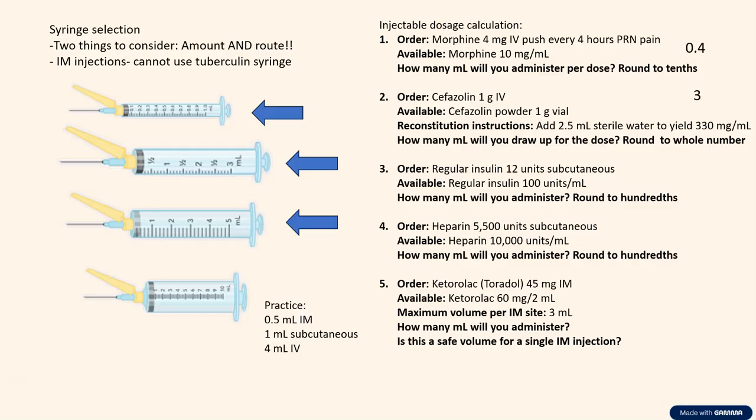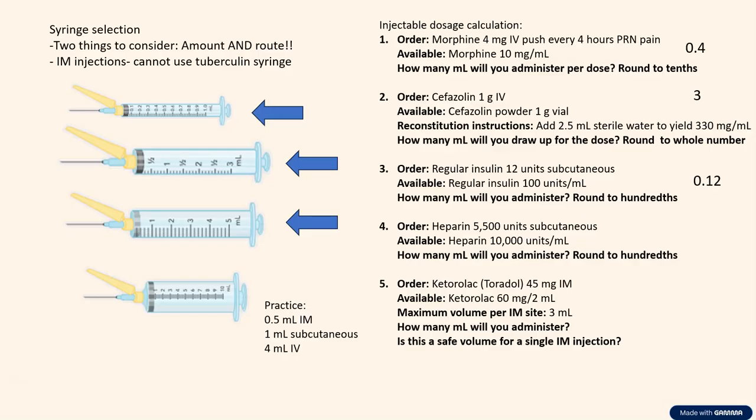The next order is for regular insulin 12 units subcutaneous. The available regular insulin is 100 units per milliliter. How many milliliters would you administer? We are actually going to use an insulin syringe and you're going to draw up 12 units, but in fluid measurement, if you're asked to do that, it would be 0.12 milliliters.